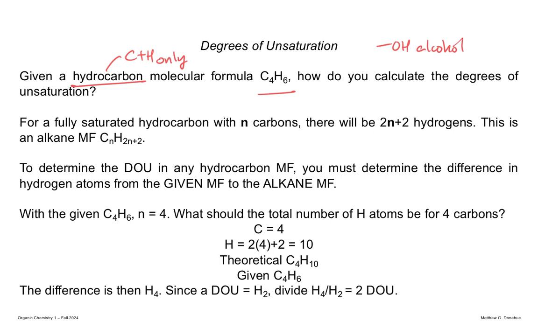C4H6, notice I haven't given you a structure, right? So if there's no structure, how do you figure out the degrees of unsaturation? So for a fully saturated hydrocarbon, again, that's an alkane. So you have n carbons, there must be 2n plus 2 hydrogens. And the molecular formula of that is CnH2n+2. So we need to just commit that to memory. So that's the theoretical. Then we're given C4H6.